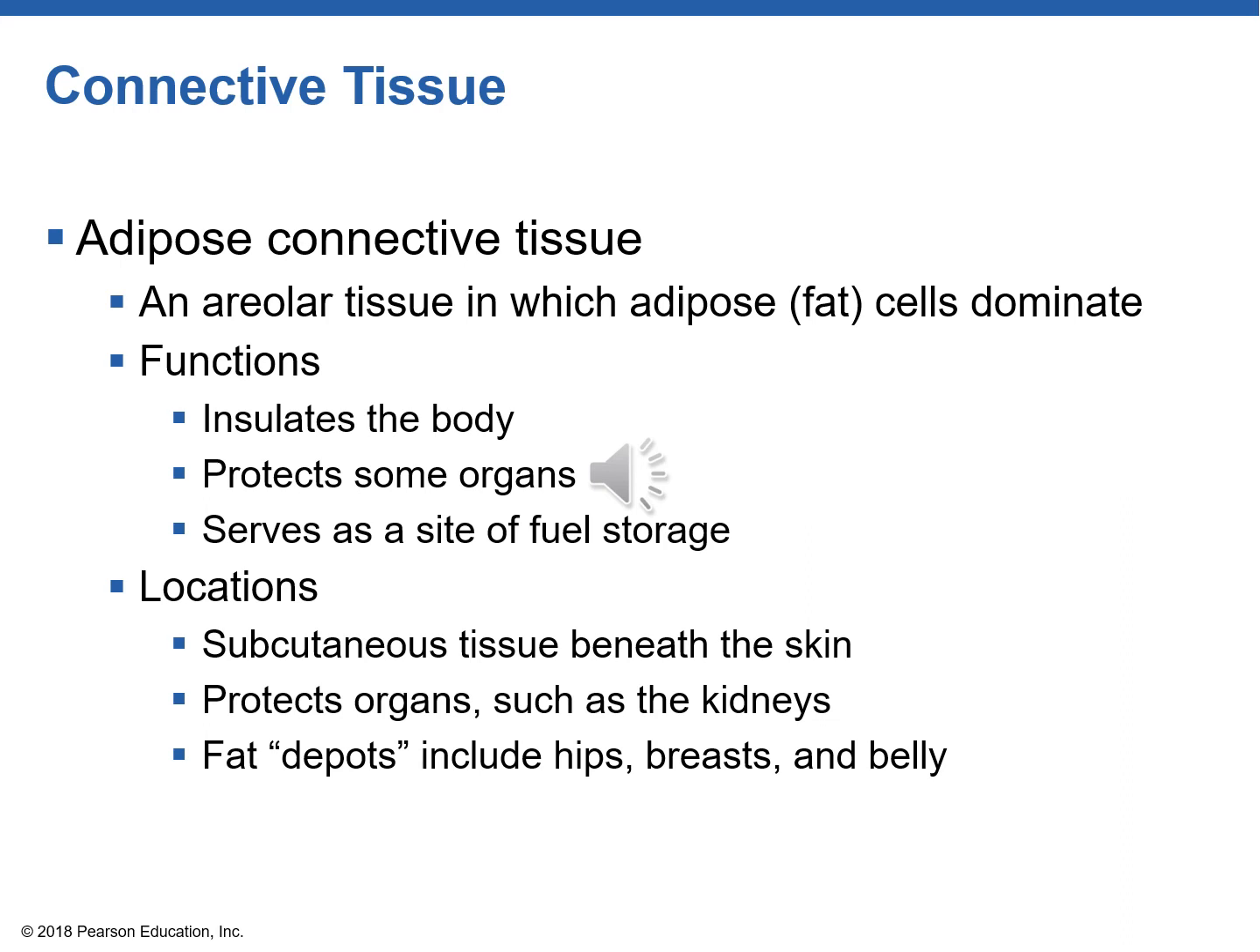Of course, we know that it can be below the skin, called subcutaneous tissue. It protects organs like the kidneys, so there's like a fat area around the kidneys, and if one loses weight too quickly, you can actually lose weight from around your kidneys and your other organs, which is a little dangerous. And there are fat depots where we tend to accumulate more fat. Some people, it's more in the hips, some in the breasts, some in the belly, or some combination.